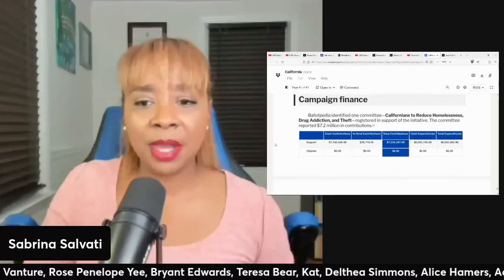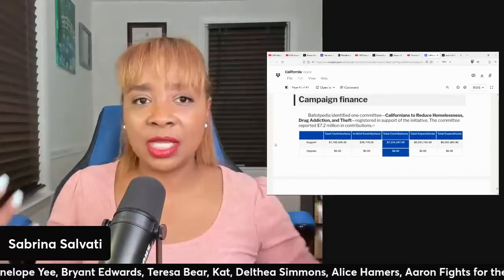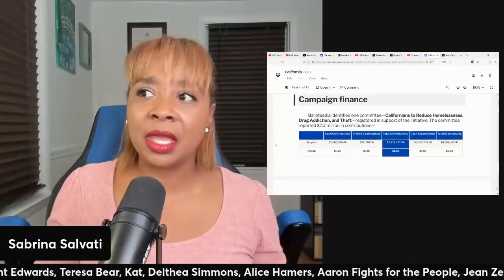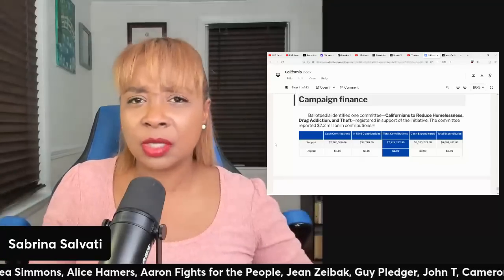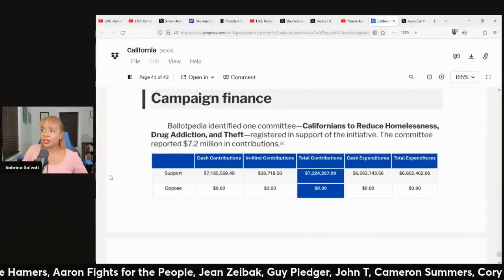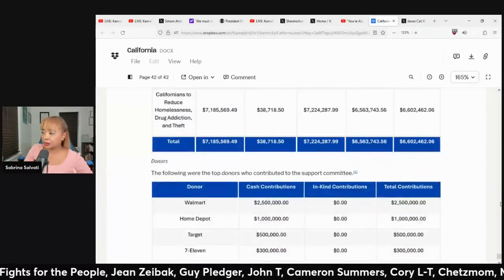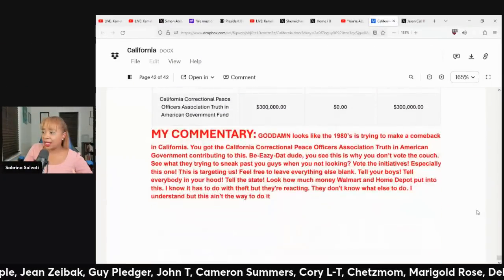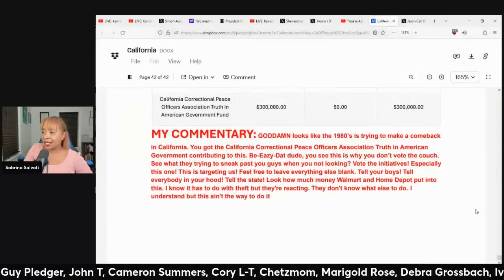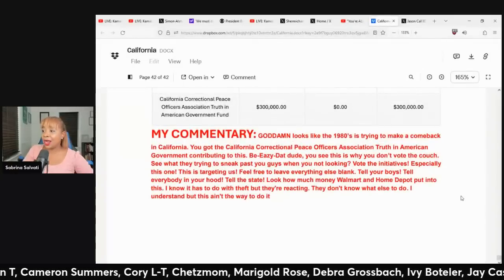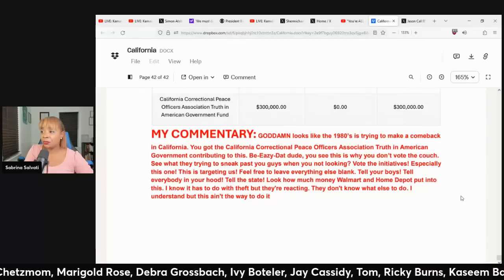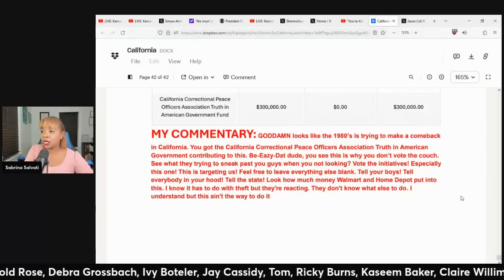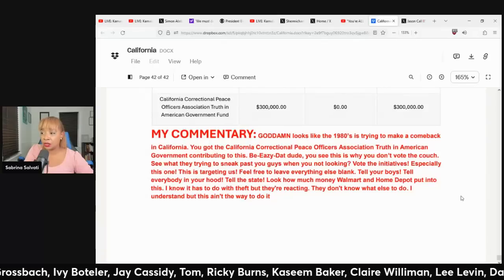Again, I look at all the money that's spent to support or oppose these ballot measures, and I think to myself, like, what if they took all that money and put that money into communities and built up those communities? Something to think about, right? So there's that as well. And here's a note here from Roger. It looks like the 1980s is trying to make a comeback in California. You got the California Correctional Peace Officers Association, Truth in American Government, contributing to this.